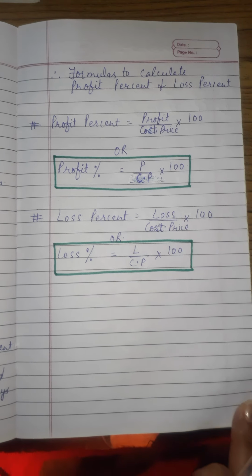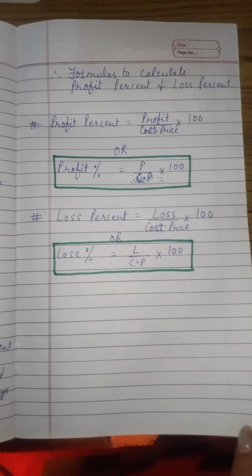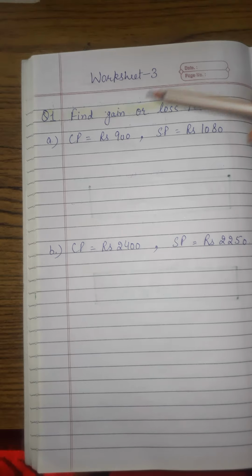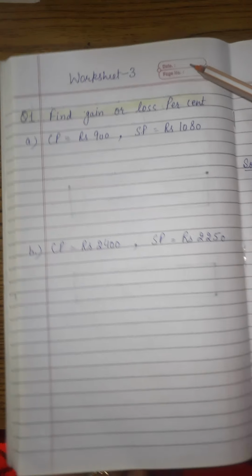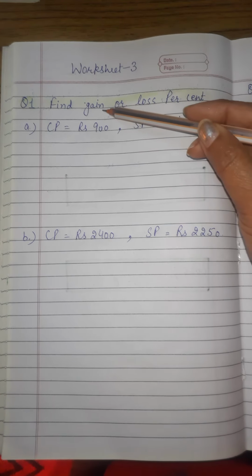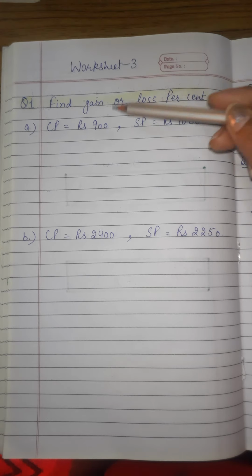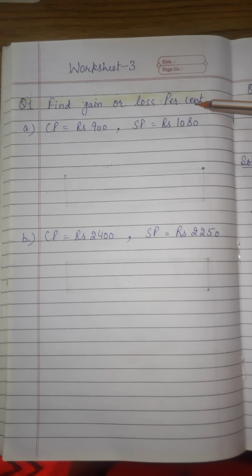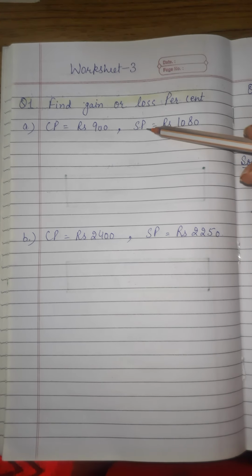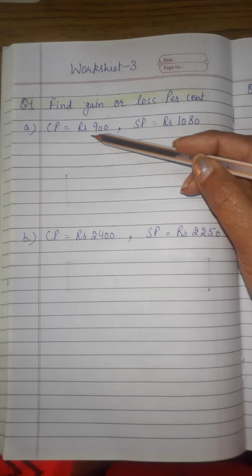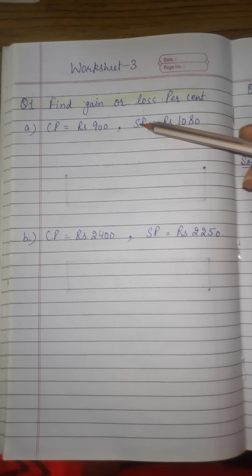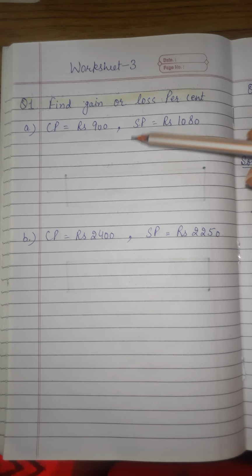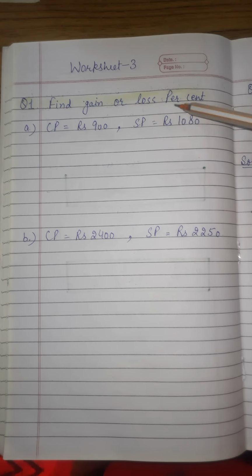Now let me solve the next worksheet, worksheet 3 of your textbook. So the first question of worksheet 3 is find gain. Gain is the term used for profit. So find gain or loss percent. Here CP and SP are given. CP, meaning cost price, is rupees 900 and selling price is rupees 1080. You have to find gain or loss percent.